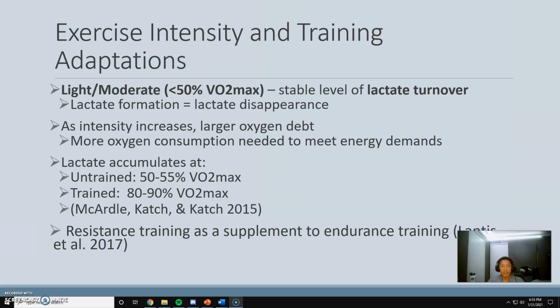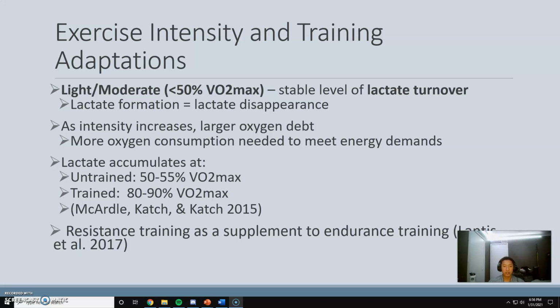During light to moderate activity, which is defined as below 50% of your aerobic capacity, our bodies are able to achieve a stable level of lactate turnover, which is defined as the rate of lactate formation being equal to the rate of lactate disappearance. The oxygen consuming reactions are meeting these demands, but as intensity increases, we're going to have a larger oxygen deficit because it requires more oxygen to oxidize lactate at higher intensities.